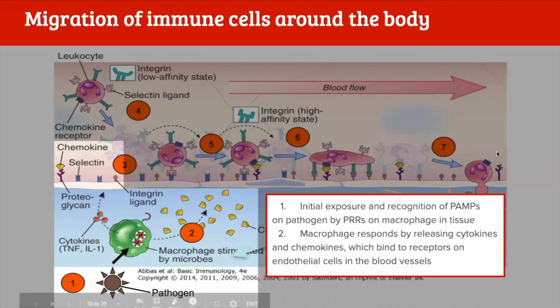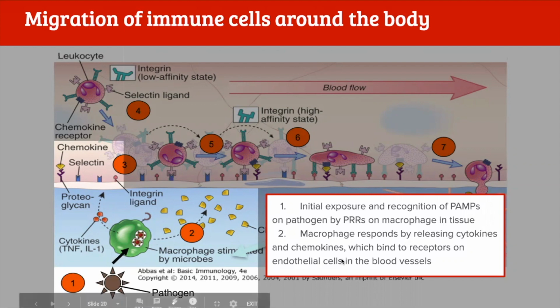Okay, so first of all, let's say we have the initial exposure to the pathogen, and you have the recognition of the PAMPs on the pathogen by your pattern recognition receptors on macrophages in the tissue. Okay, so you can see here the macrophage is this green blob. It will read the PAMPs on the pathogen. Okay, it's in the tissue.